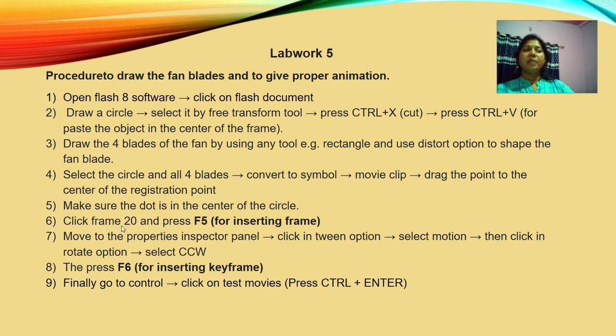Click frame number 20 and press the F5 key for inserting a frame. Move to the property inspector panel. Click on the tween option. Select motion. Then click on the rotate option and select the CCW option. After this, press F6 for inserting a keyframe. Finally, go to the control menu, click on test movie, or you can press Ctrl plus Enter to test your movie.